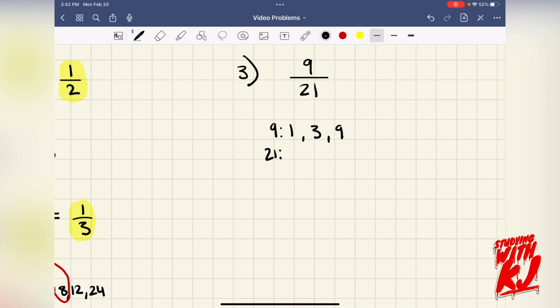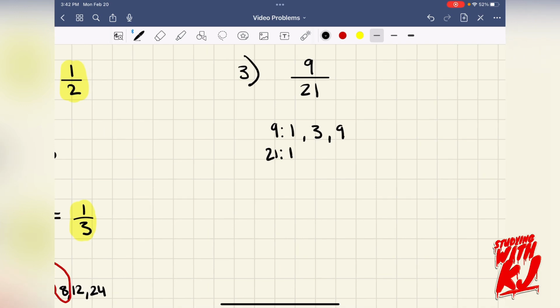So now let's find the factors of 21. We know 1 and 21 are our first two factors. And then our last two factors are 3 and 7, because 3 times 7 gives you 21, and both 3 and 7 can be evenly divided into 21, just like 1 and 21. So the greatest common factor between the factors of 9 and 21 is what? 3.